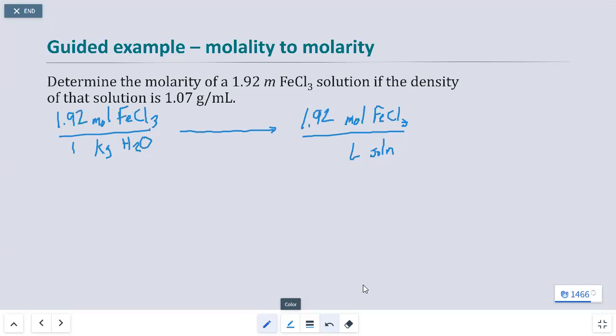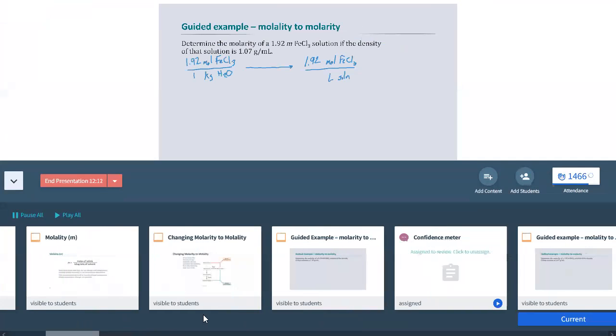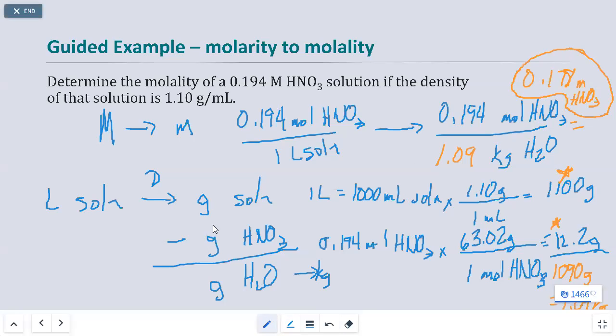Now we already know the mass of the water. It's 1,000 grams, 1 kilogram. What we need to figure out is the mass of the solute. If I put those two together, I can get the mass of total solution, and then I can use the density to turn that mass into volume. So again, very similar to the process that we did here.